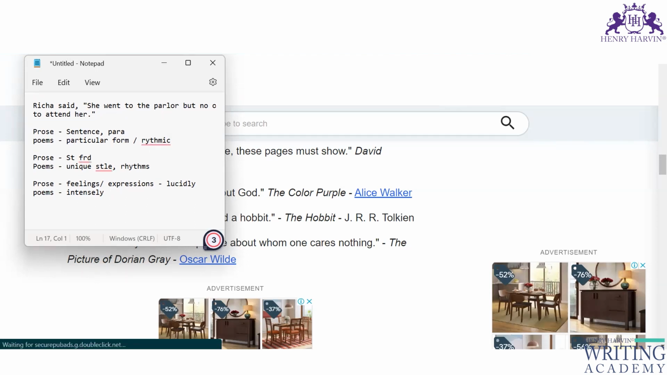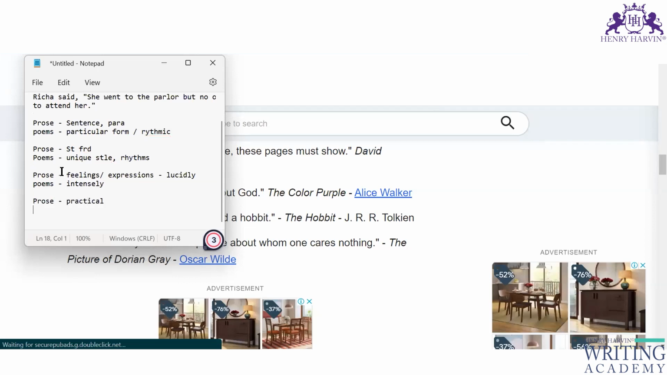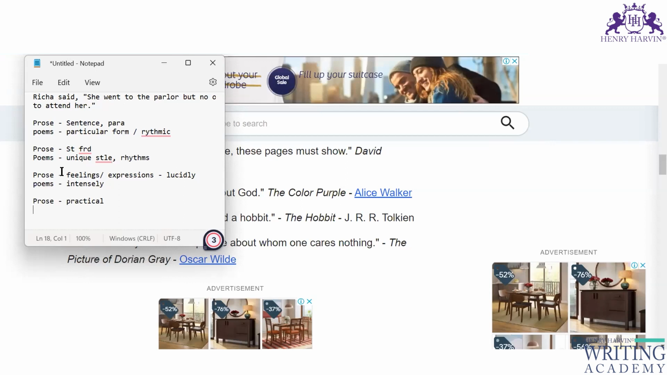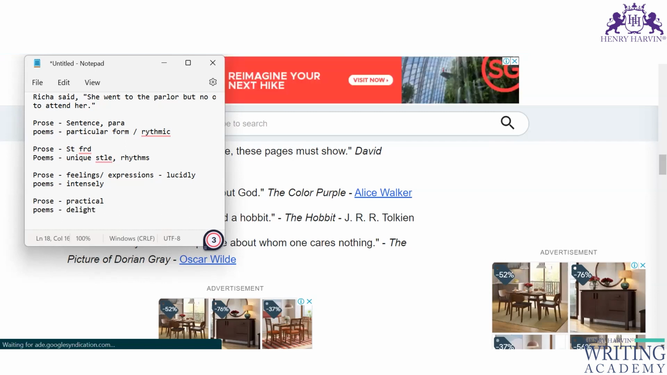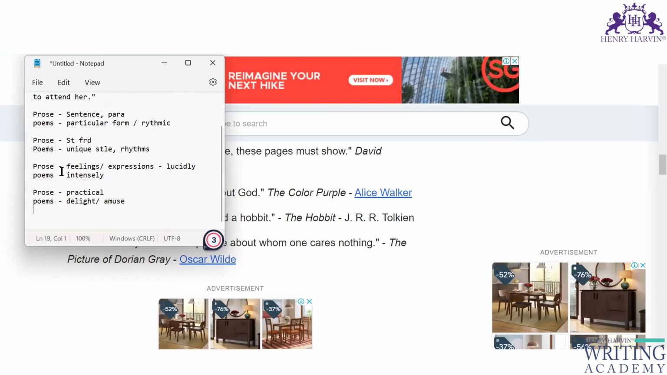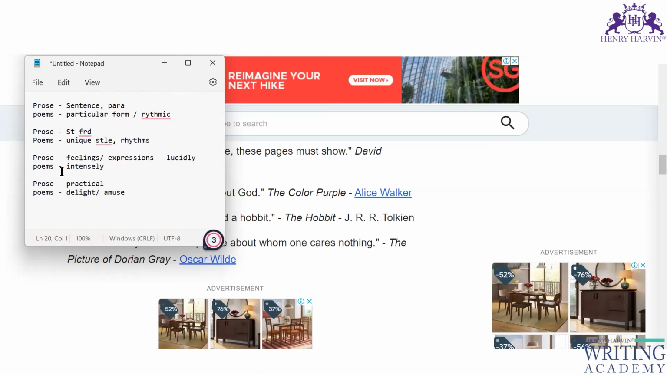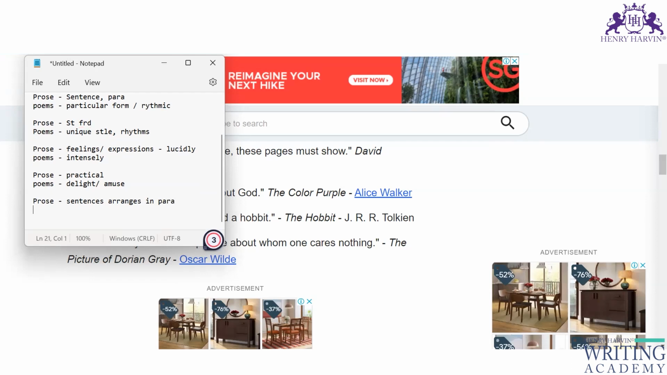Okay. Now, your prose is very practical in nature. Okay. It gives you practical information about any type of situation or maybe an incident. Okay. And your poems try to delight or amuse the reader. Okay. Then in your prose, the sentences are arranged in paragraphs or just sentences. In your poems, you have stanzas. You don't have paragraphs. Okay. You have stanzas. So in your prose, you have sentences, arranged in paragraphs, or just sentences. In poems, you have stanzas.